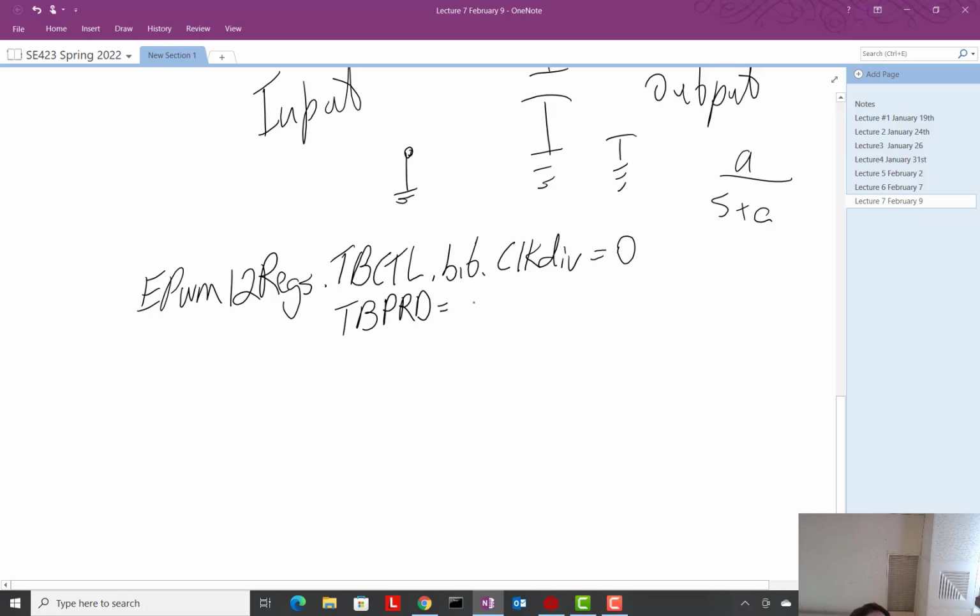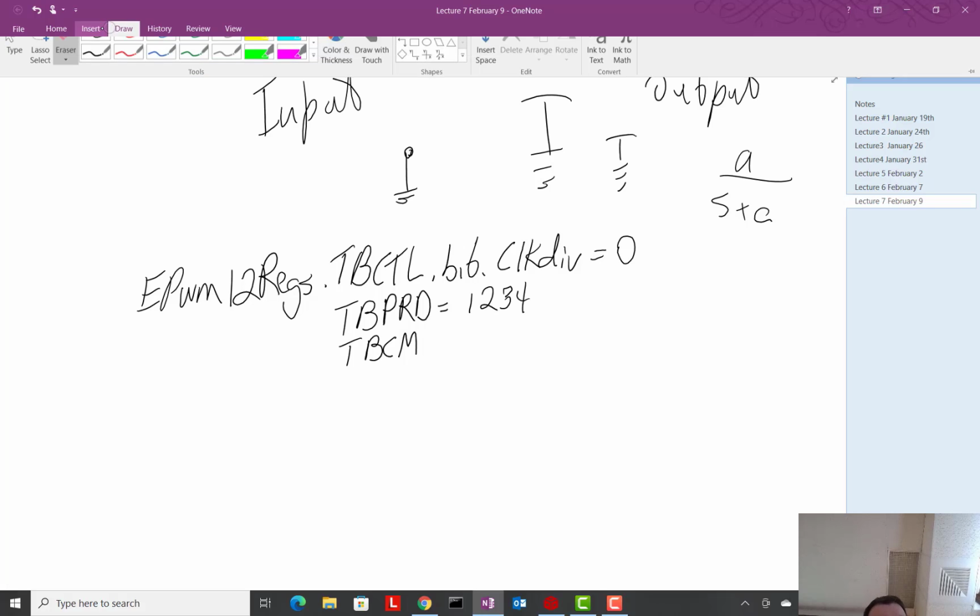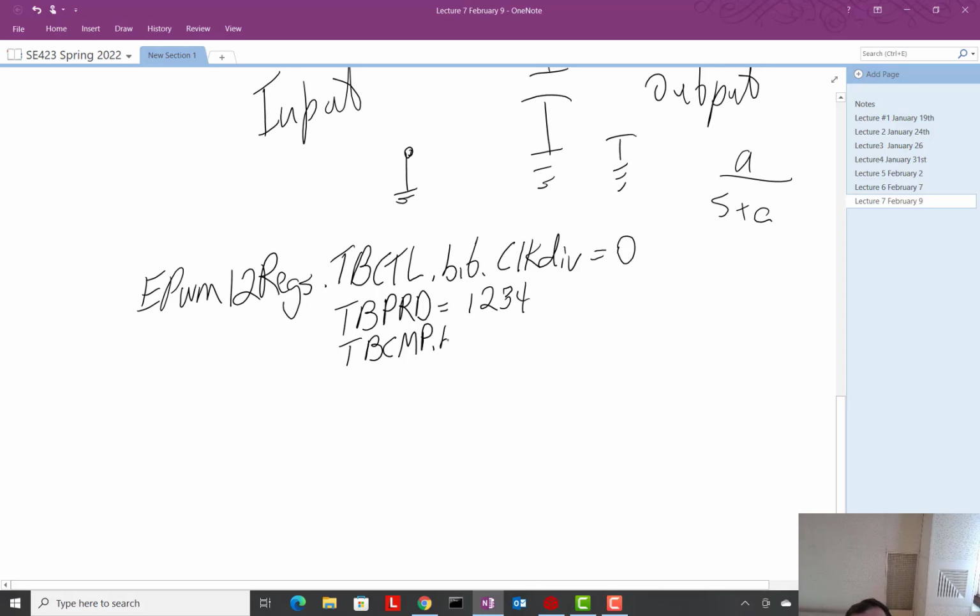And let's say for just this example, we're going to set it to 1, 2, 3, 4. Okay? And we have a thing called TB compare A. Compare A dot bit dot compare A equals. And for a second, let's just set that to 200. Okay? All right. So those are some settings. There's a few more you have to do, but that's some settings.